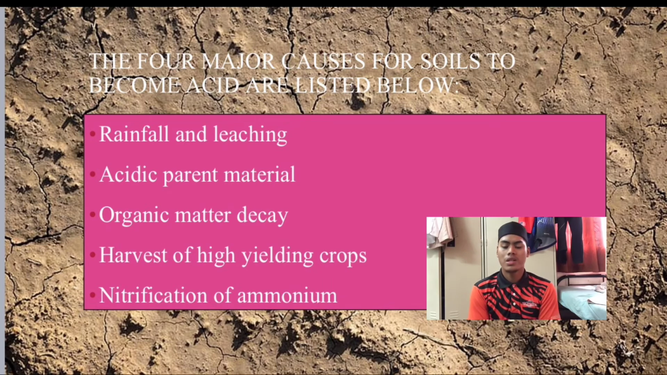There are four major causes for the soil to become acid, listed below. First is rainfall and leaching. Second is acidic parent material, organic matter decay like animals and plants, also harvest of high yielding crops, and nitrification of ammonium.